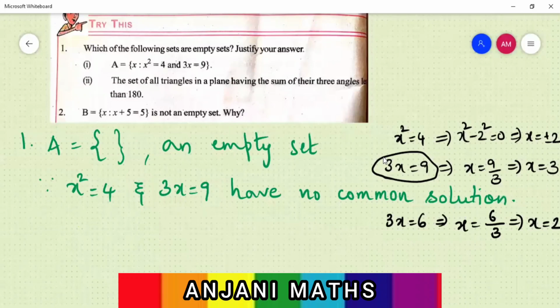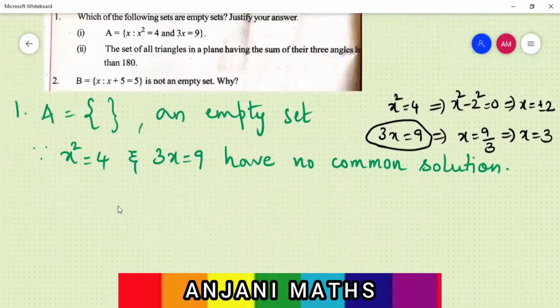Then A will be the set containing 2 and it will not be an empty set. It's a non-empty set when they have common solutions. But here in the given problem, since they have no common solution, the given set A is an empty set. Let me erase this. So depending upon the equations, what reason do we have to write here? Since the two equations have no common solution, the given set will be an empty set.